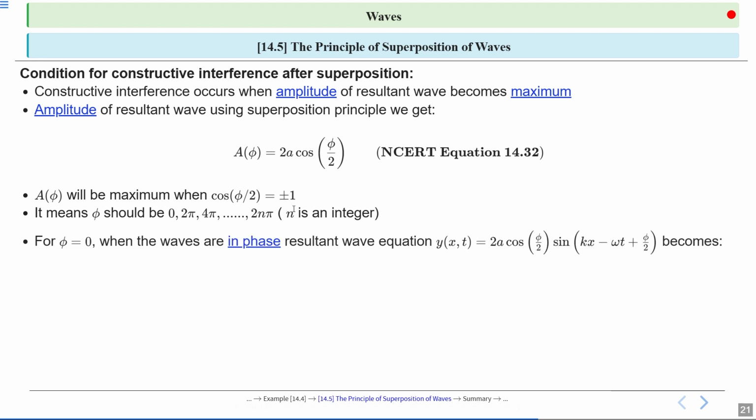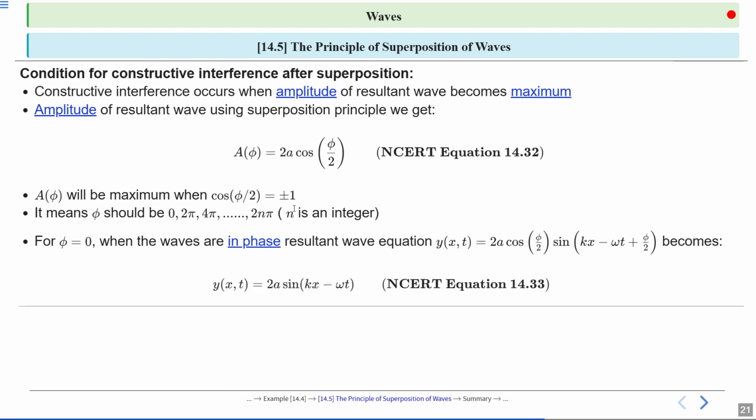So for phi equal to 0, when the waves are in phase, the resultant wave equation y of x,t is equal to 2a cos phi by 2 sine kx minus omega t plus phi by 2 becomes y of x,t is equal to 2a sine kx minus omega t. Remember, this principle is used in many real life applications like noise cancelling headphones and musical instruments.